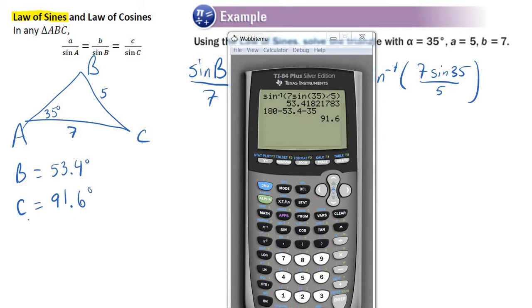91.6 degrees there. So now side C, and this is why they sometimes use that alpha, beta, gamma. It's kind of hard to tell if that's a cap, that's not. We'll look at the units. Okay, this is degrees, and this is just going to be a side length here. So now let's go figure out what side C is.